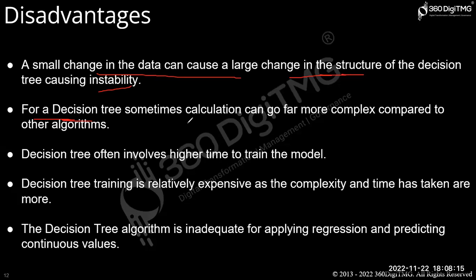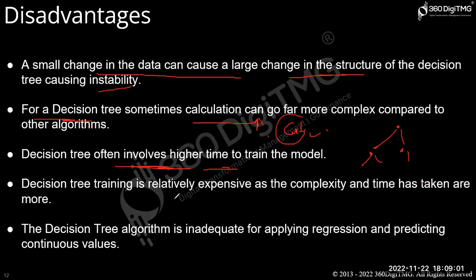For a decision tree, sometimes the calculation can become far more complex compared to other algorithms. When you have more data and features, you can get into a huge amount of calculation. When calculations increase, the cost of that particular algorithm also increases. One more thing: decision tree often involves higher training time. It takes a lot of time to train because it goes through each and every data point, so it takes the maximum amount of time. This is one more disadvantage.